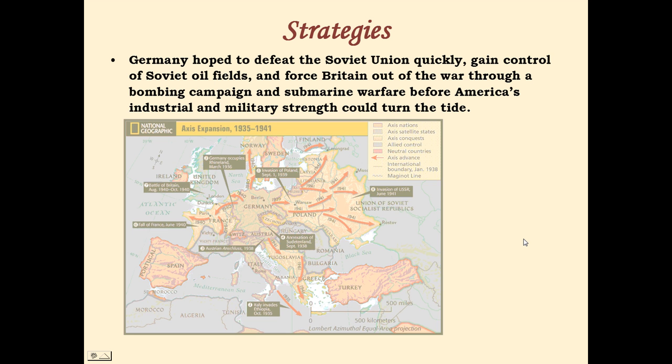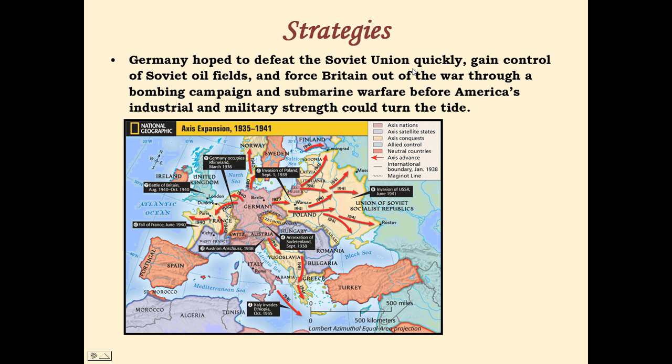The German strategy is to defeat the Soviet Union, gain control of oil fields in the southern part of the Soviet Union, and bomb Britain, and this is the Battle of Britain in 1940, bomb Britain and attack them with submarines and get them out of the war. And the Germans were hoping to be able to defeat the Soviet Union quickly and the British quickly before the United States could come in and really change things.